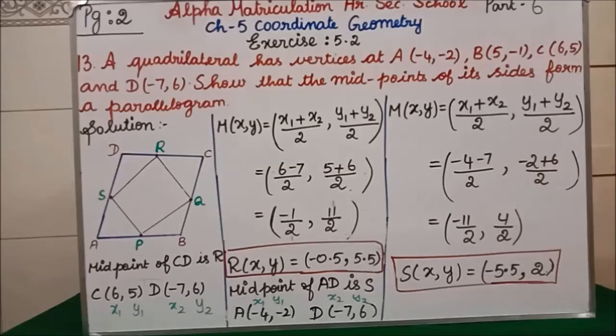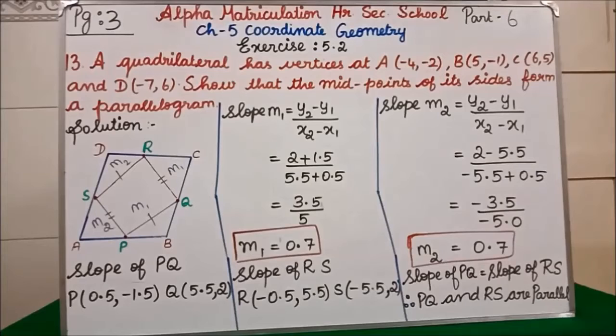Now how many points have we got totally? All the 4 points: P point, Q point, R point, S point we have got. Next what we have to find? Slope of PQ, slope of RS, slope of QR and slope of PS we have to find. That we'll see on page number 3. Now in the 13th problem, this is page number 3.